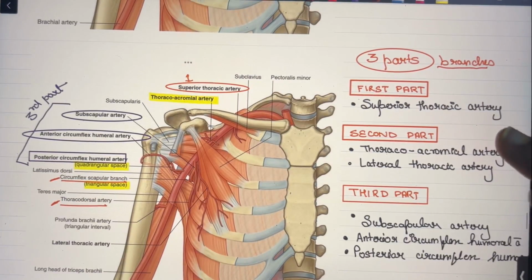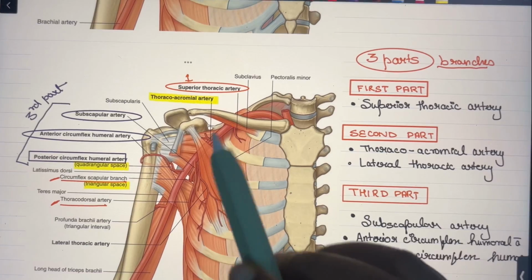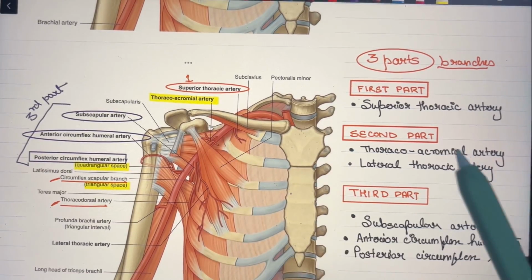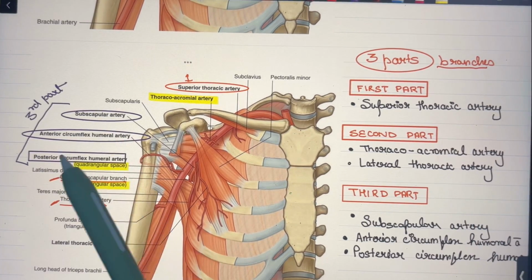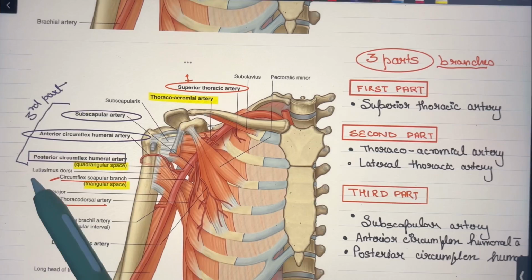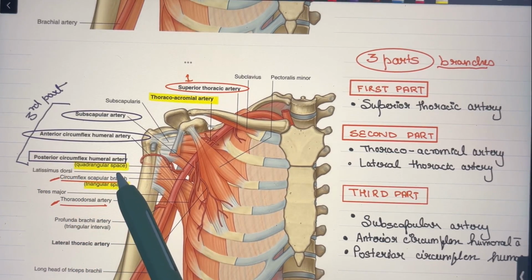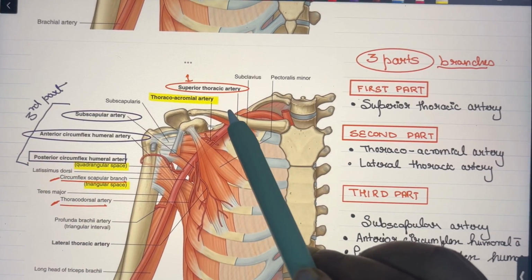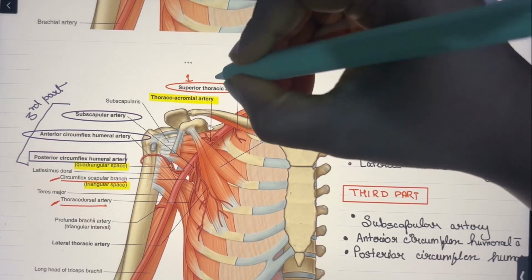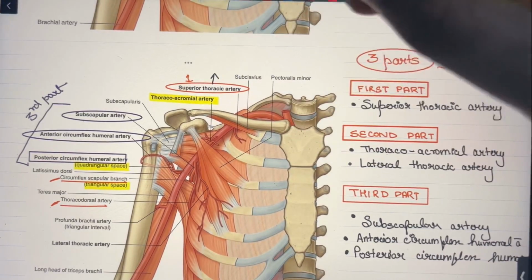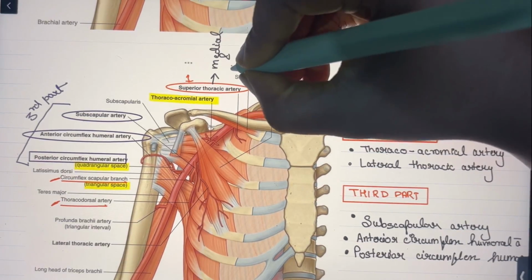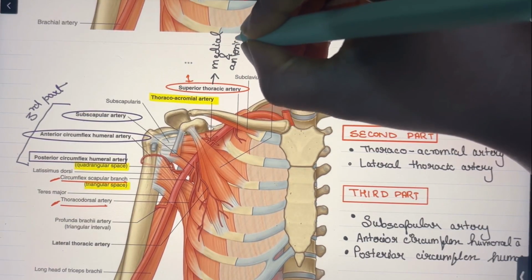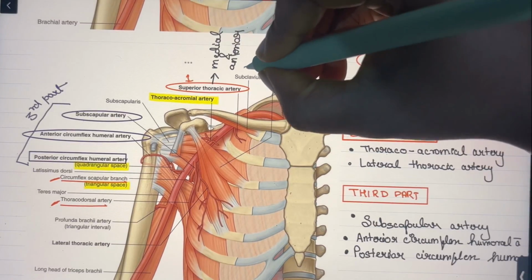Now, the first part has the superior thoracic artery. This is the superior thoracic artery. The second part has the thoracoacromial artery and the lateral thoracic artery. And the third part has the subscapular artery, the anterior circumflex humeral artery and the posterior circumflex humeral artery. The superior thoracic artery supplies the medial and anterior axillary wall.